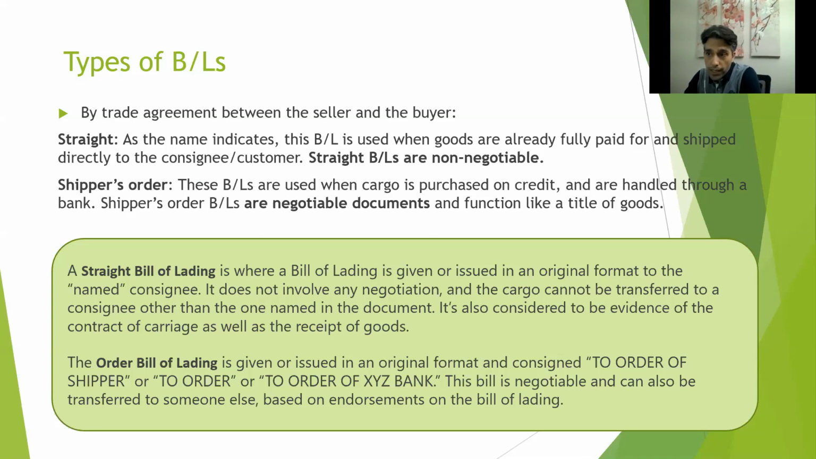Now the to-order bill. The to-order bill is issued in original format and consigned to the order of the shipper or to the order of a specific bank. So this bill is negotiable and can also be transferred to someone else based on endorsements on the bill of lading. So these are the differences between the straight bill and the order bill. This is an important part, as different types of the bill of lading.